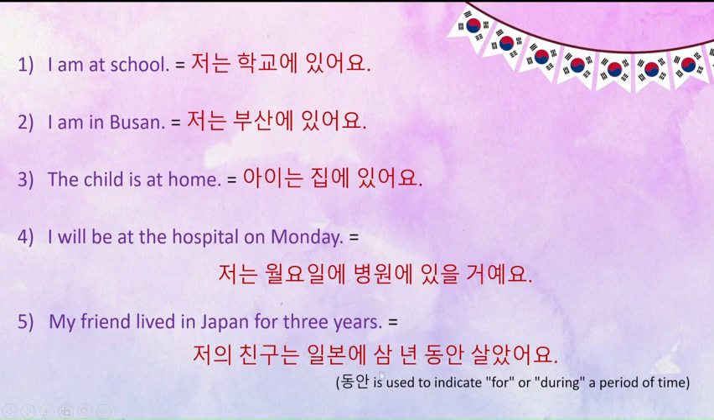Now 3 years is 3년, right? So for 3 years is 3년 동안. Okay, so this is how you are going to use the particle 에 to indicate the location of something or someone, where something or someone is present, right?